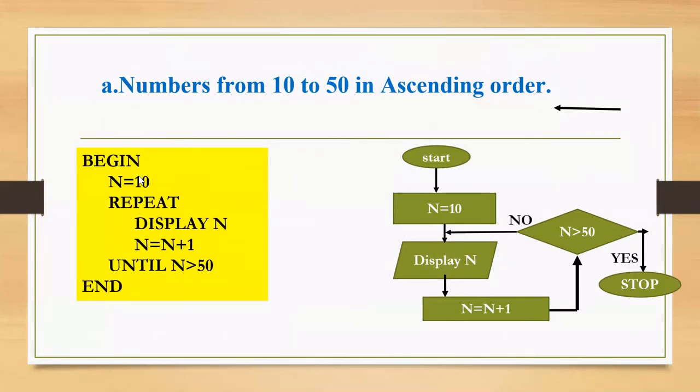Here you can see begin, 10 is assigned to n. Now here you should put repeat, right? You can remember when we were using the while, here we put while less than or equals to 50, right? You can remember that one, right?